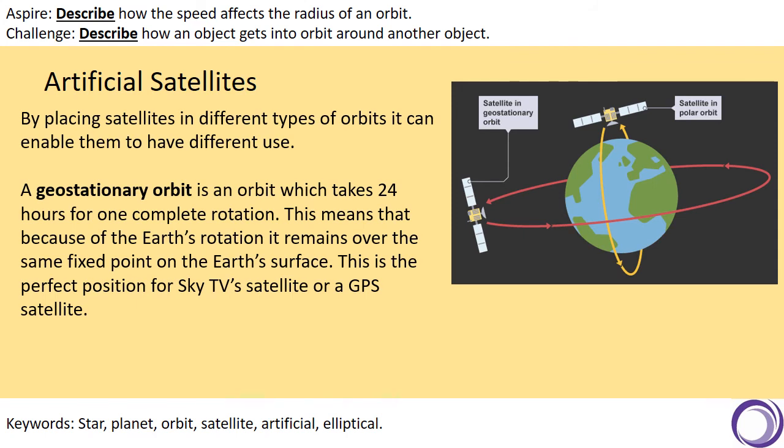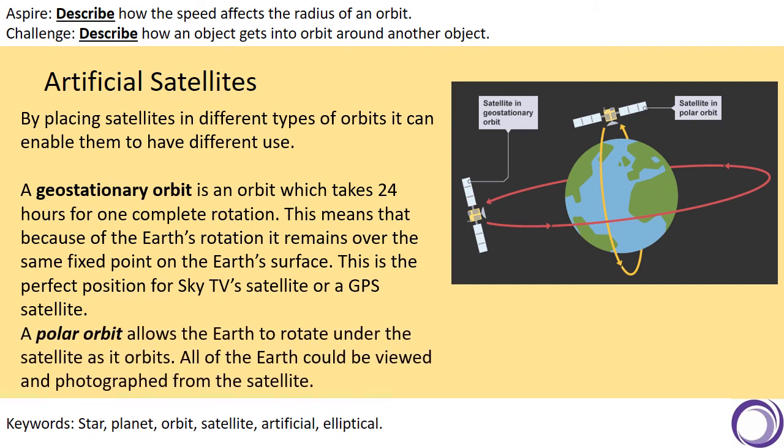I mentioned Astra, the Sky satellite. That's an example of a geostationary orbit. Your satellite dish doesn't move about on the side of your house. It's pointing at a particular place, and that's because it's pointing at the place where that satellite is. They're great for TV and for GPS.